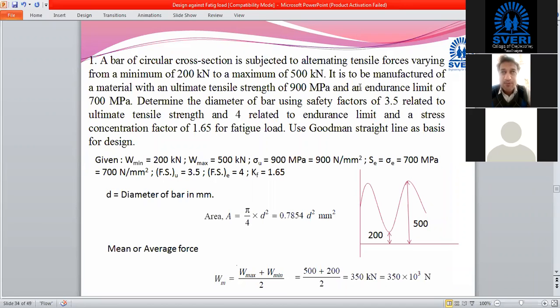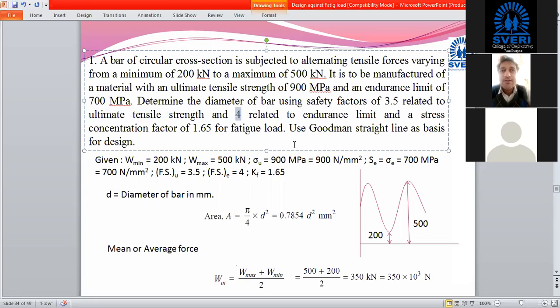Okay, two factors of safety we have to consider. One is related to the ultimate tensile stress, that is sigma ut or SUT, and the second one, 4, is related to SE, that is the endurance limit, and a stress concentration factor of 1.65.